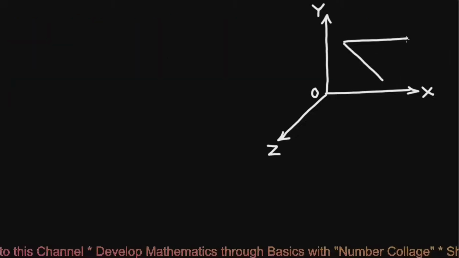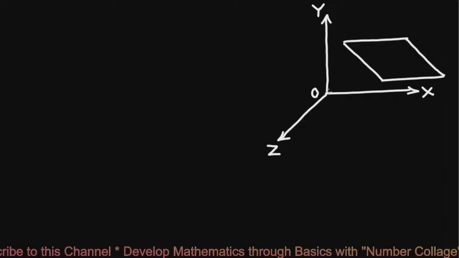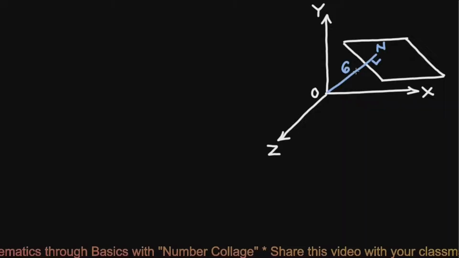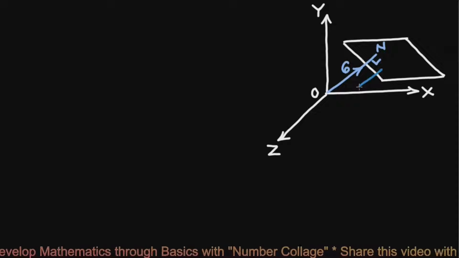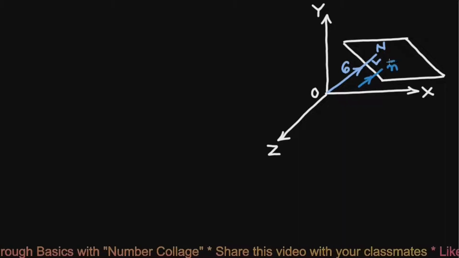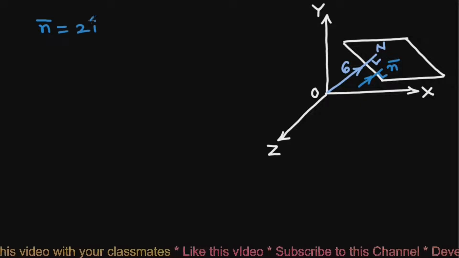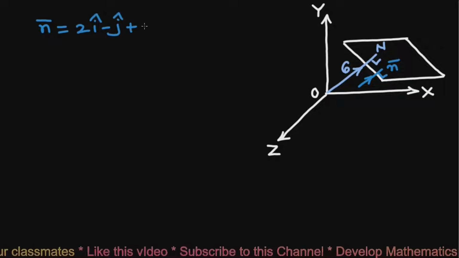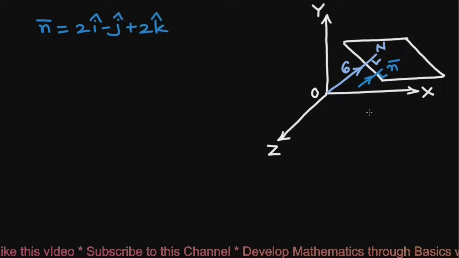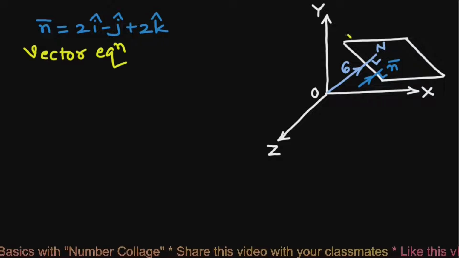We have to find the equation of this plane. The plane is at a distance of 6 units from the origin, and a normal vector n bar to this plane is given as n bar equals 2 i cap minus j cap plus 2 k cap. We have to find the vector equation of this plane.